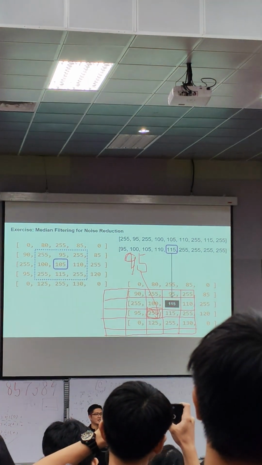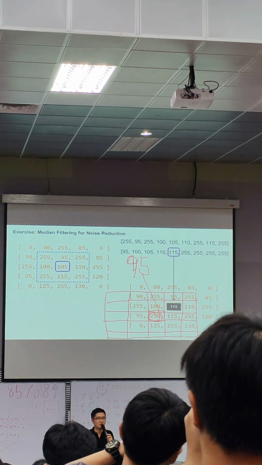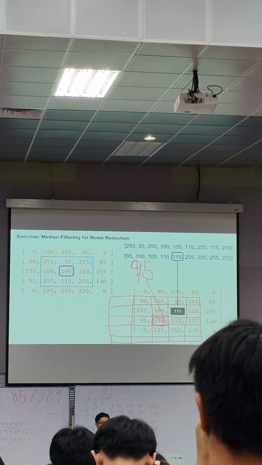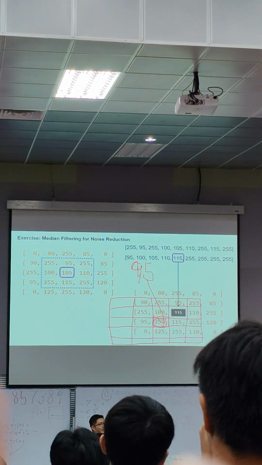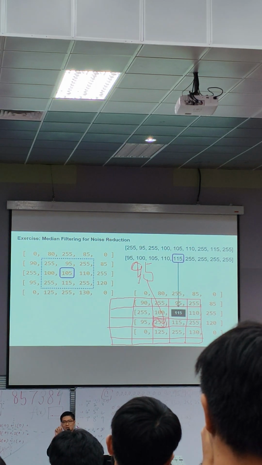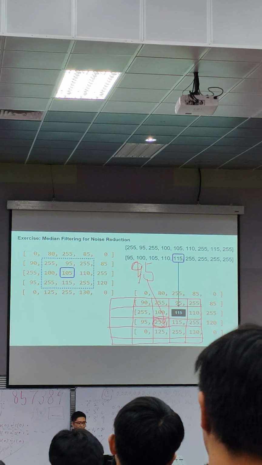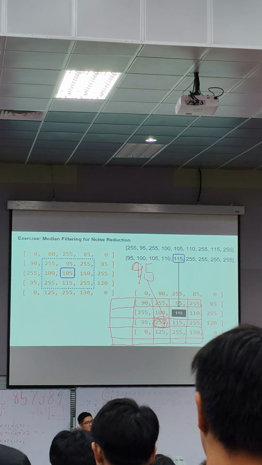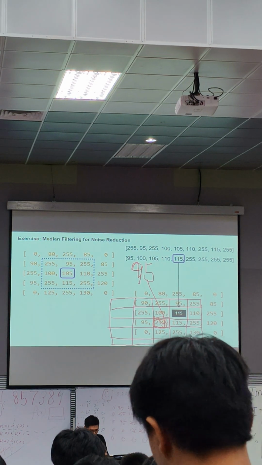Again, understanding check. Median filtering is linear or non-linear? Non-linear. Because I only take one value. The rest I don't care. I did not apply any weight on each of the values. I just simply sort and take only one. So this is our median filtering.